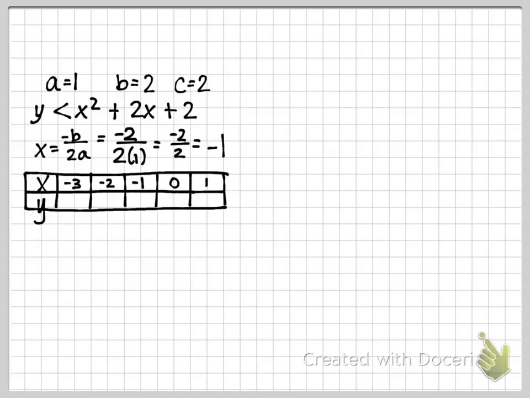Then press equals. Remember, I skip over g of x, so we press equals again. What's my start value? Negative 3. And what's my end value? 1. My step is always 1. So then what are our values? 5, 2, 1, 2, 5.